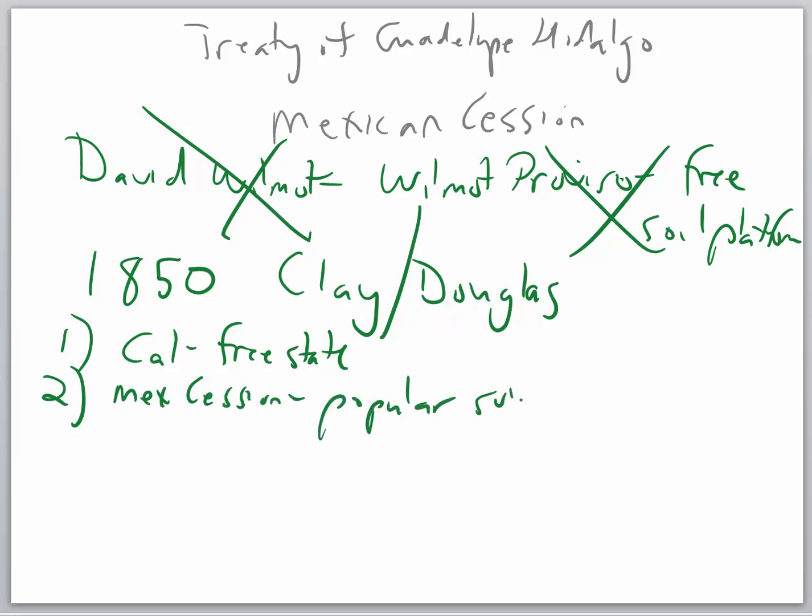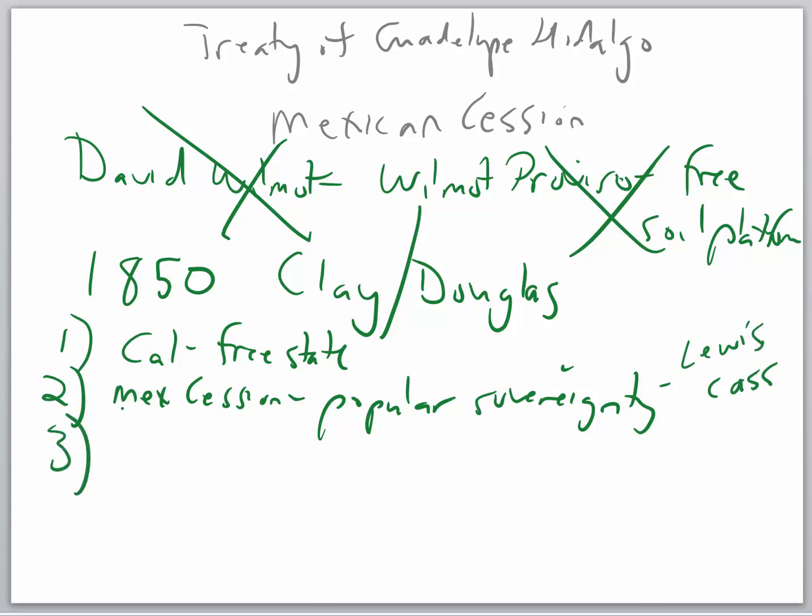And popular sovereignty is letting the people decide. And this was an idea from a Michigan Congressman, Lewis Cass. The third part of the Compromise of 1850 is a stricter fugitive slave law.